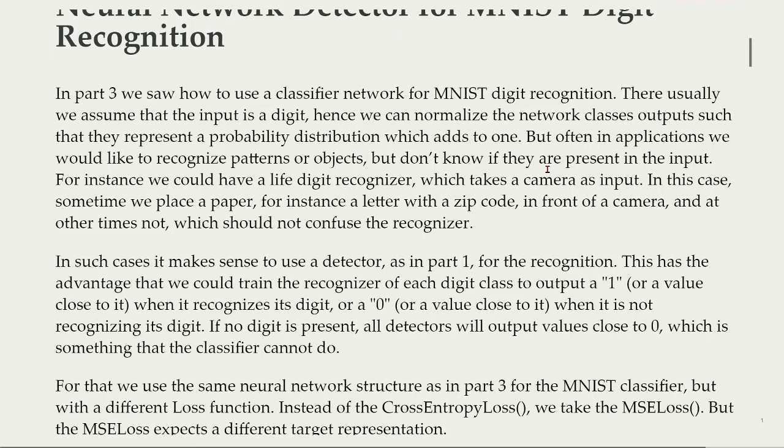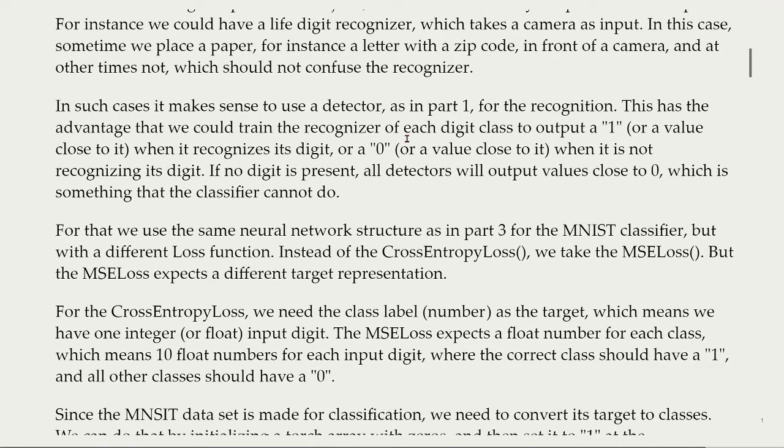For that, we are going to use the same neural network structure as in part 3 for the MNIST classifier, but with a different loss function. Instead of the cross-entropy loss, we will use the mean-squared error loss. But we need to take into account that the mean-squared error loss expects a different target representation.